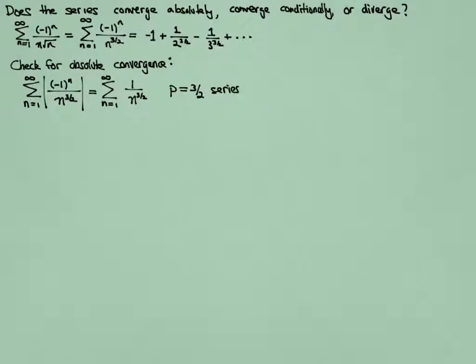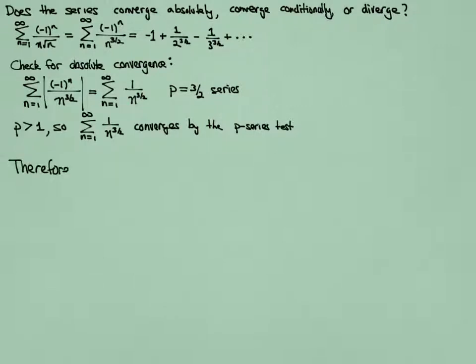This is a p-series. The power is 3/2, and because that power is bigger than 1, the terms are going to 0 fast enough to ensure that the positive series converges by the p-series test. As a consequence, my original alternating series converges absolutely, and we've answered the question.